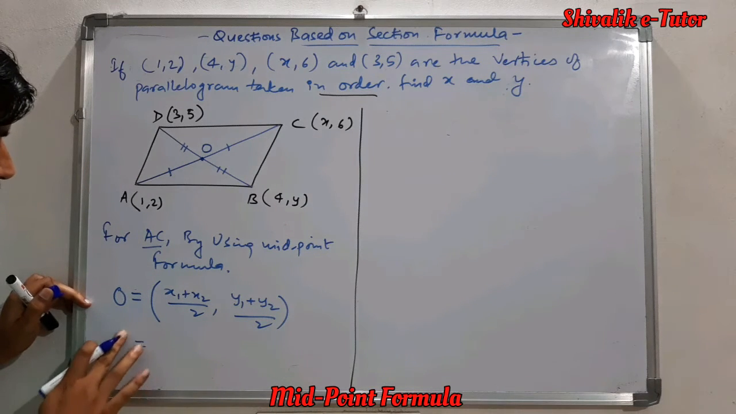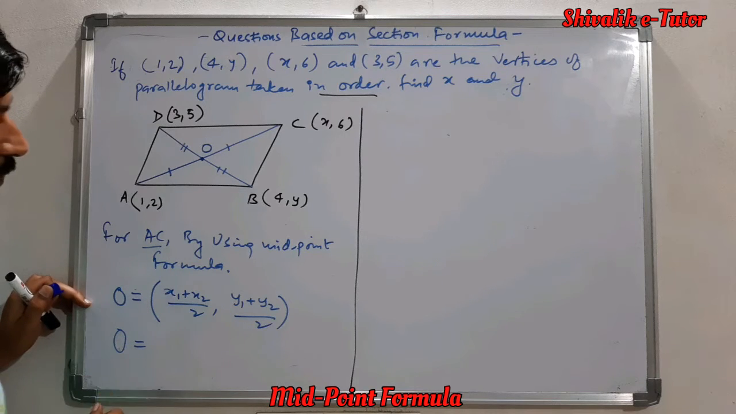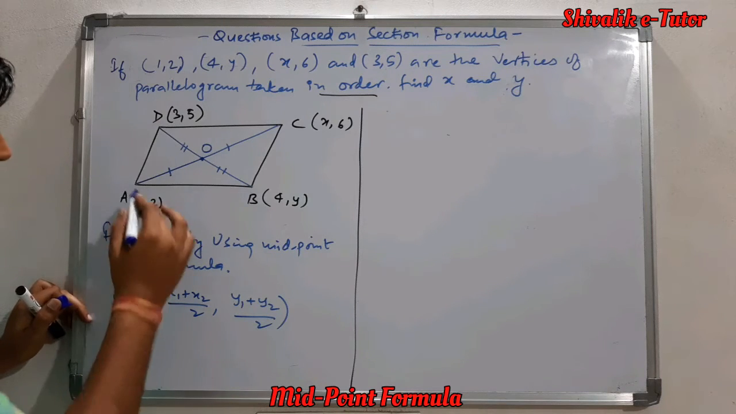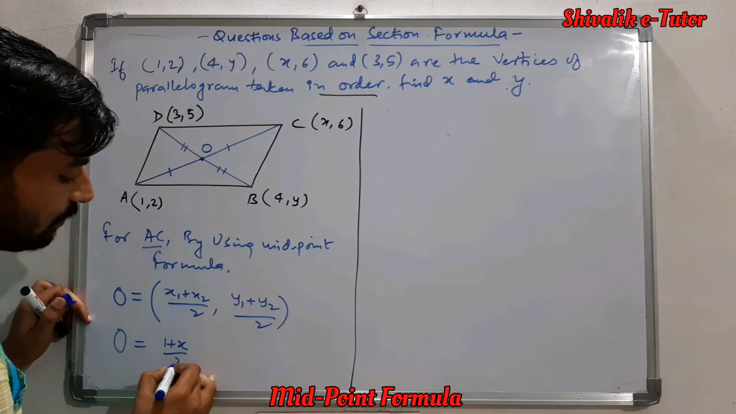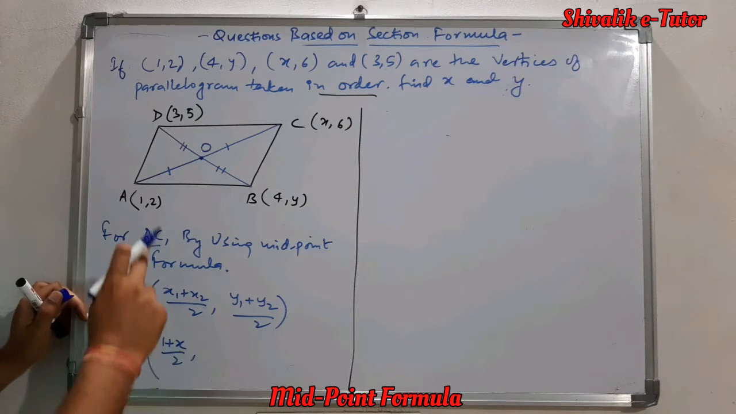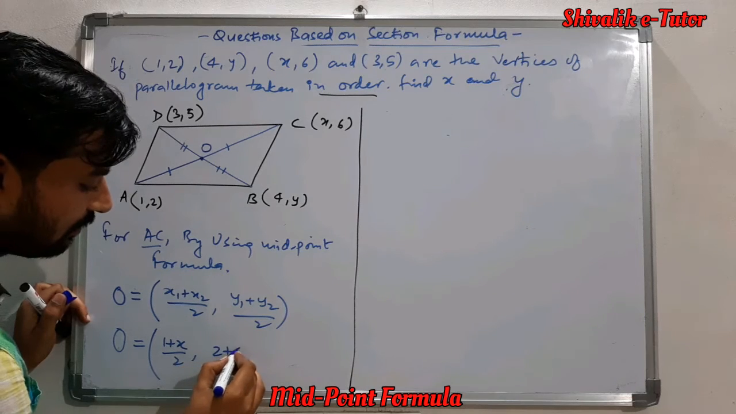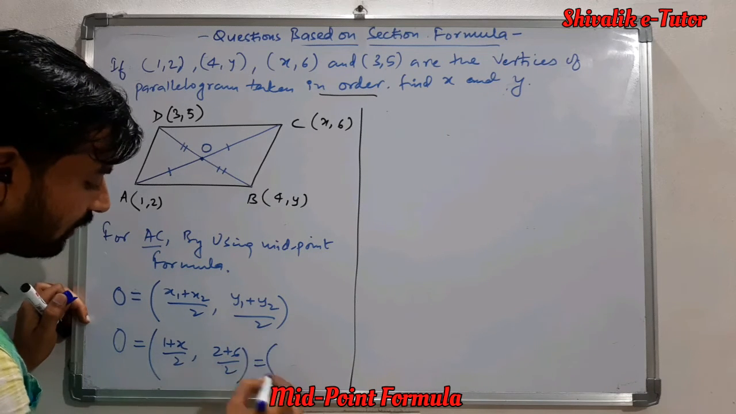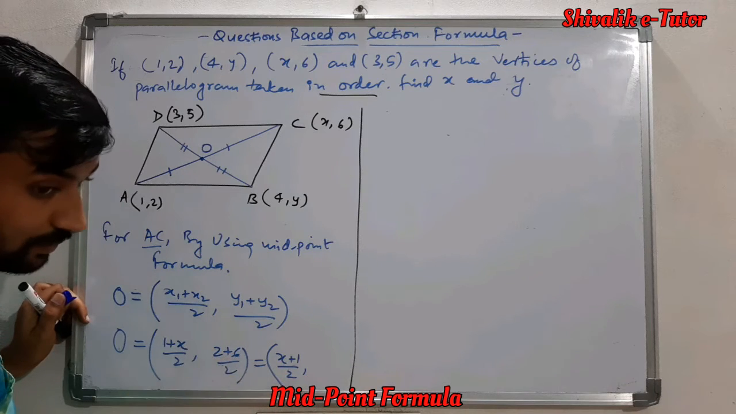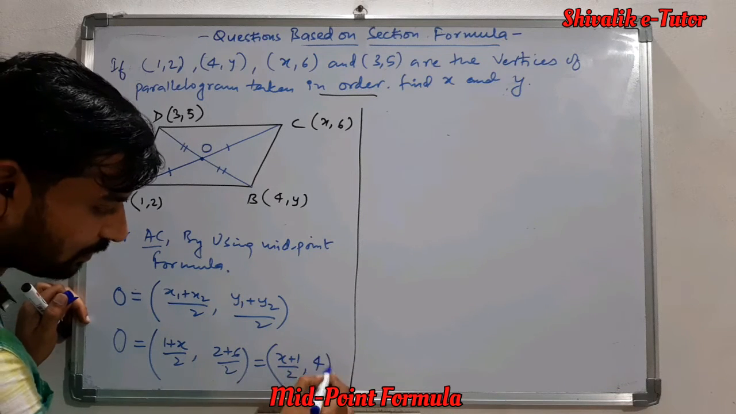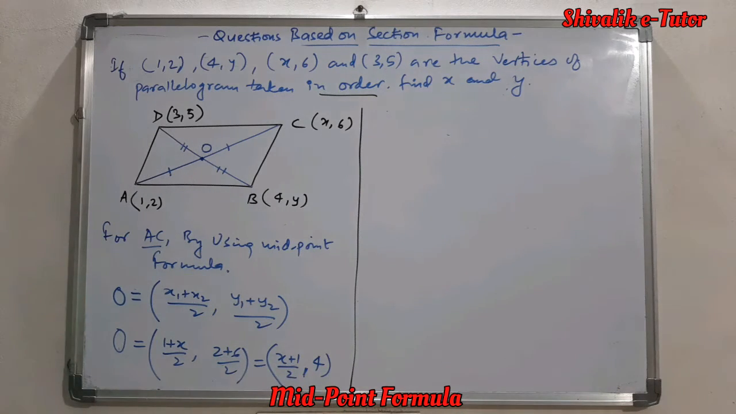So this point O, the point of intersection of the diagonals, has x1 as 1 and x2 as x, so the x coordinate is (1 plus x) by 2, and the y coordinate is (2 plus 6) by 2. When we solve this, we get (x plus 1) by 2 and 2 plus 6 is 8, divided by 2 is 4. So these are the coordinates of point O, by using AC as the diagonal, where point O is the midpoint of AC.